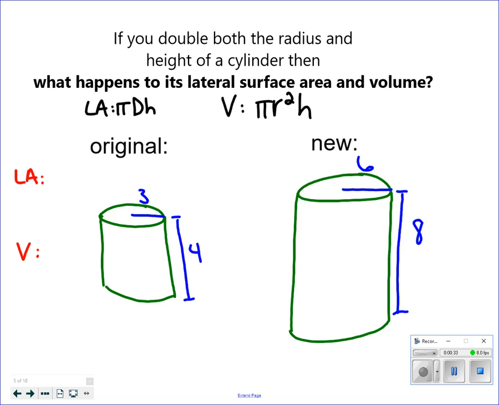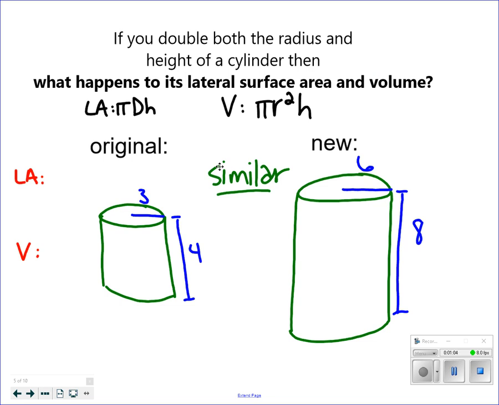It would probably look something like this. You double the radius, it gets 6. You double the height, it gets 8. What do you notice about these two cylinders? Well, because we doubled both lengths of the cylinder, their lengths are proportional, meaning that these two cylinders are similar to each other. Even though they're three-dimensional, they are still similar because all of their lengths are in proportion.